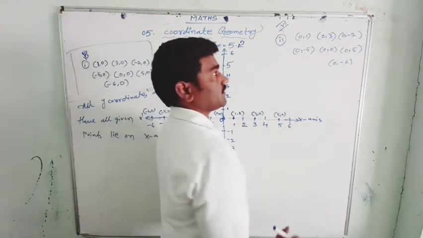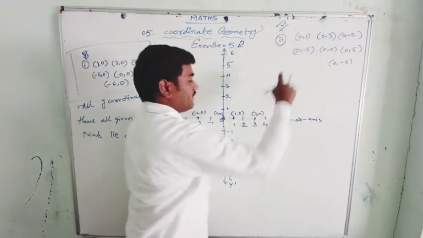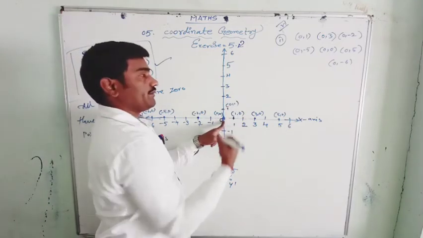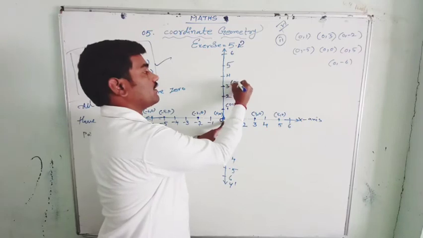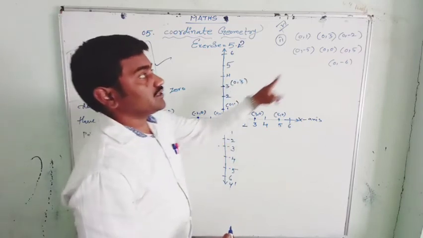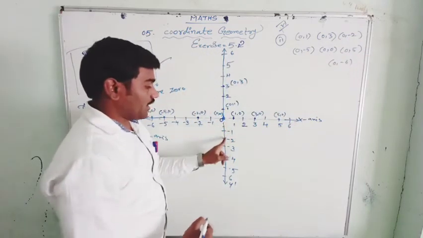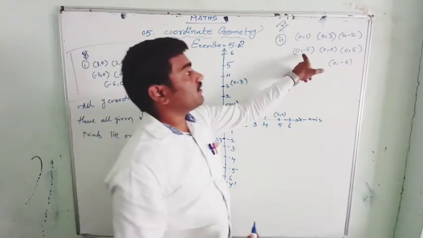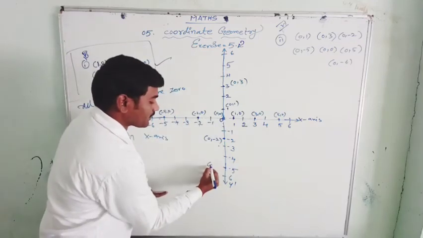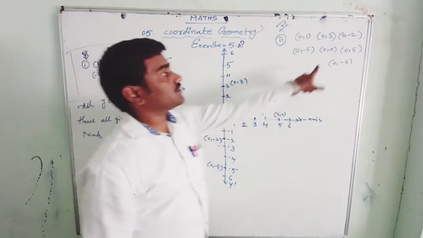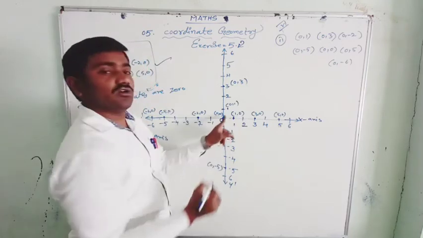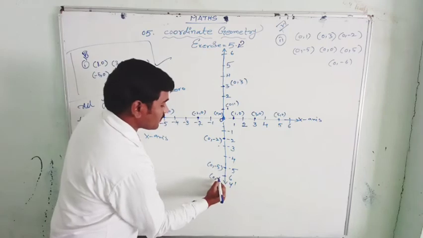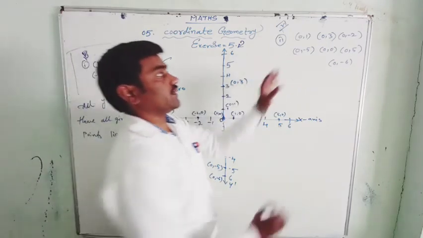Then come to the second question. (0, 1). The x value is 0 and the y value is 1. Here (0, 1). Next (0, 3), second point. Next (0, -2). 0 is here and -2 is here. Yes, (0, -2). Next (0, -5). Next (0, 0), again the origin. And (0, -6), here it is. So what did you observe in the second question?